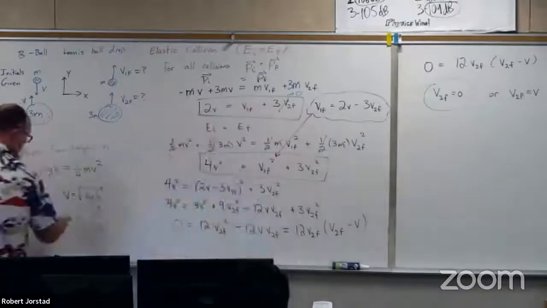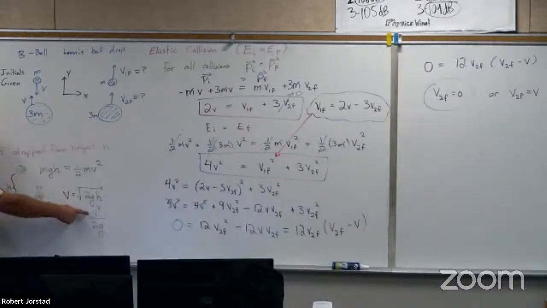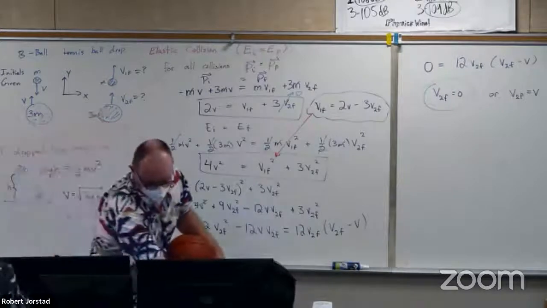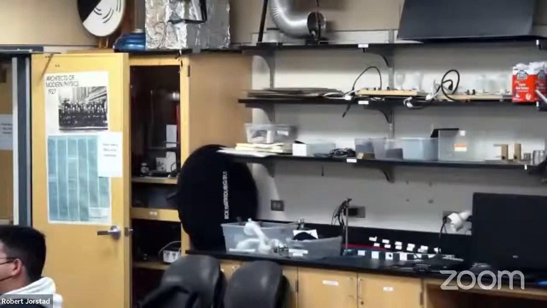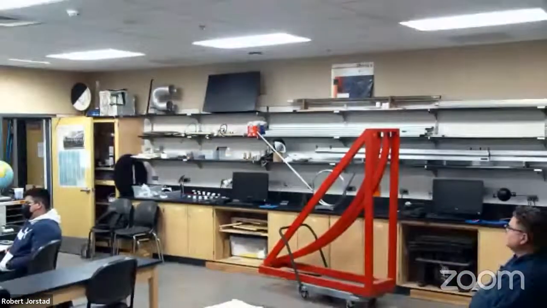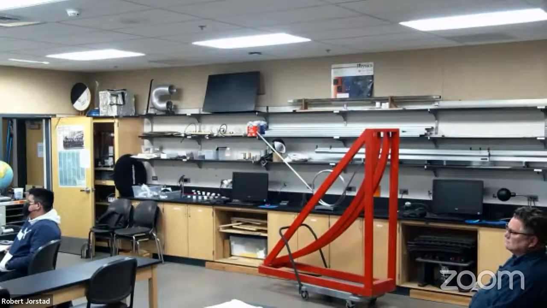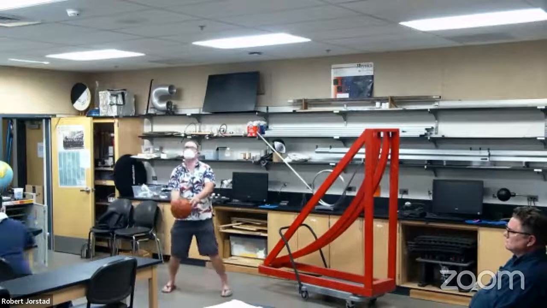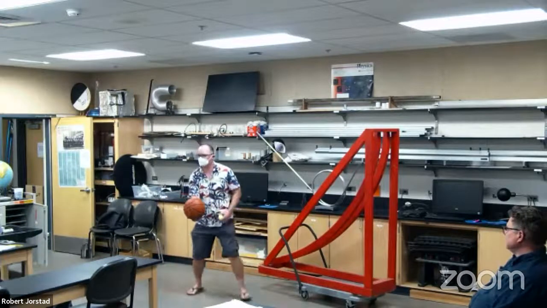How high will it go? If it goes twice as fast, it will go 4 times as high. What? Let's do it. Isn't that cool? Let's do it over here. So now, how high is the ceiling? About a quarter of the way to the ceiling, right?